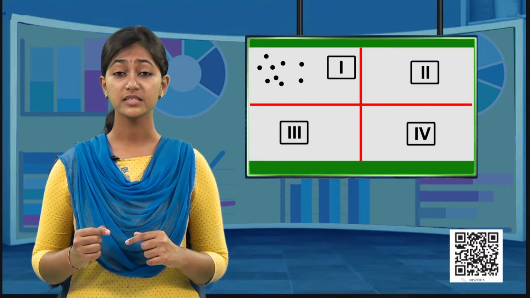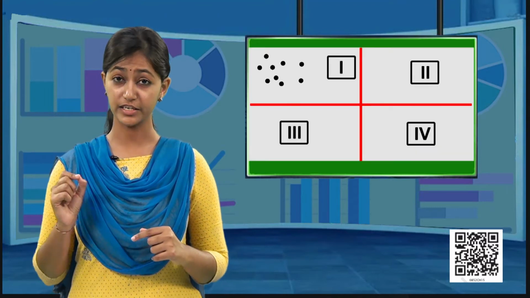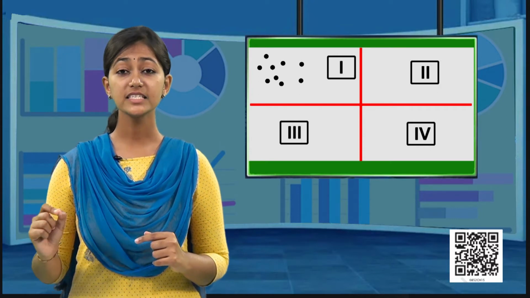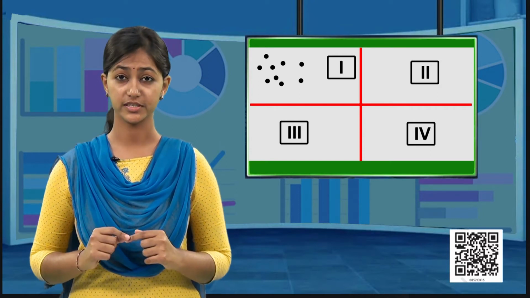With this information, can we locate the point on the board? No, we cannot locate the point using this information because the point can lie anywhere in region 1. So, to find the point exactly, this information is not sufficient.